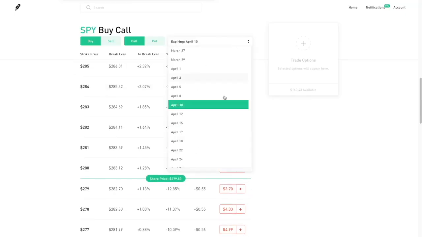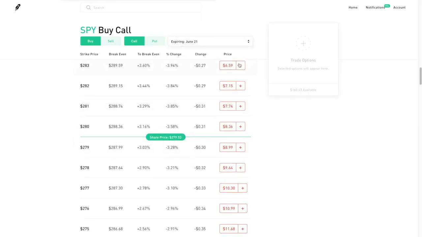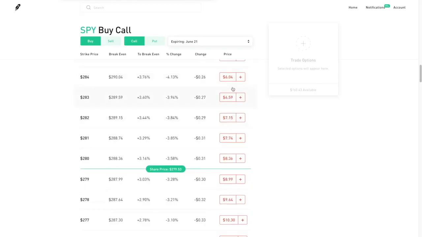So if we move it a little bit further, let's say we go to June 21st, you can clearly see that options become a lot more expensive. They jumped from $1 something a piece to $6.04 a piece. And we'll explain why they're only in dollar amounts, not a larger amount, in just a moment.